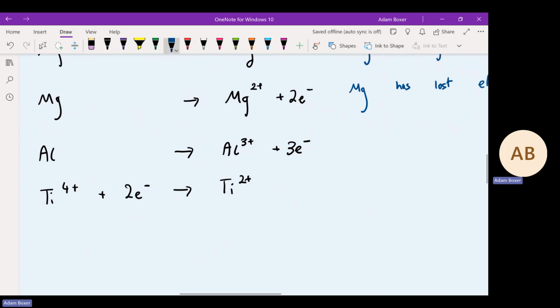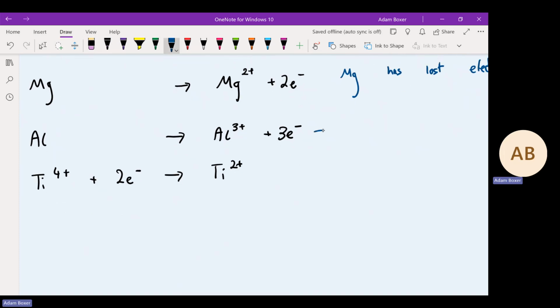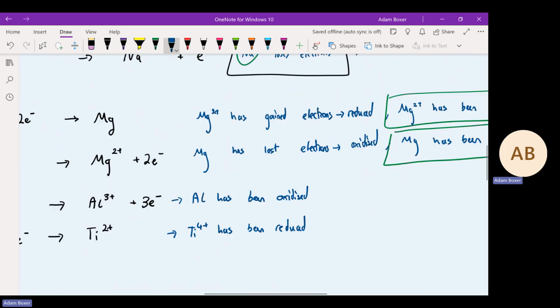So you should have done those by now. And what I'm looking for on this one is Al has been oxidized. And that's enough to get my mark. For this one, I'm saying Ti4 plus has been reduced. In the first one, I'm losing electrons. In the second one, I'm gaining electrons.